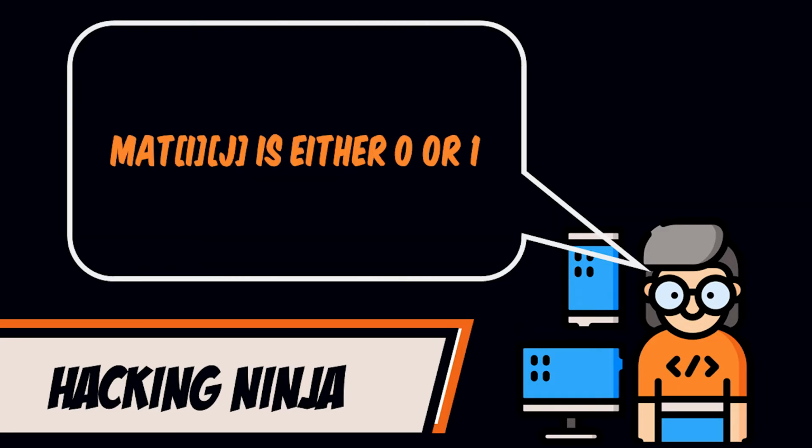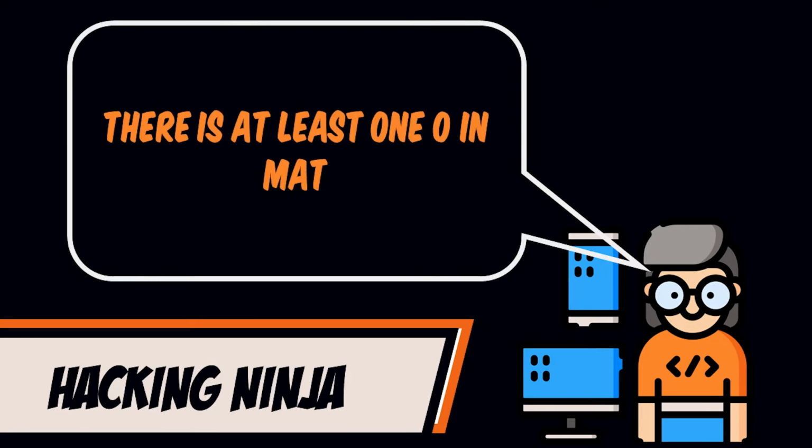The values can either be 0 or 1. There is at least one 0 in the matrix. That is a given. So we will have no condition where we have infinite distance to 0 in our answer.